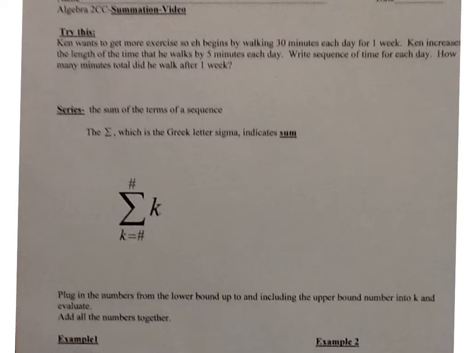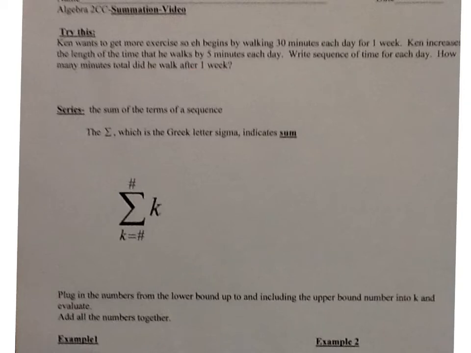Okay, so it says, Ken wants to get more exercise. So he begins by walking 30 minutes each day for 1 week. Ken increases the length of the time that he walks 5 minutes by 5 minutes each day. Write a sequence of time for each day. How many minutes total did he walk after 1 week?